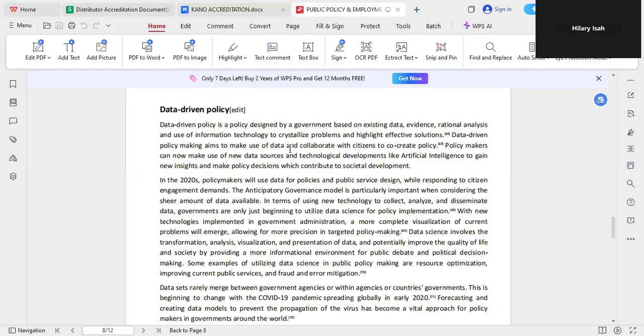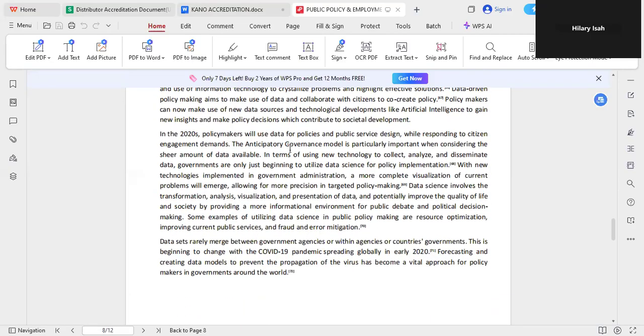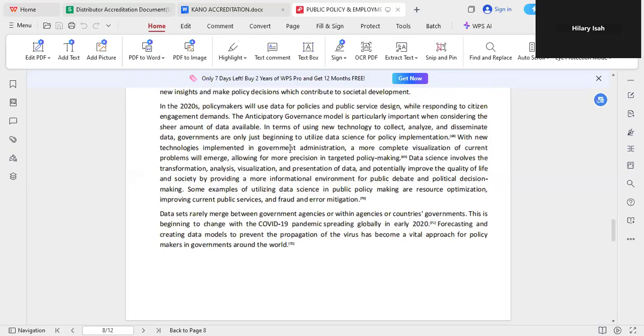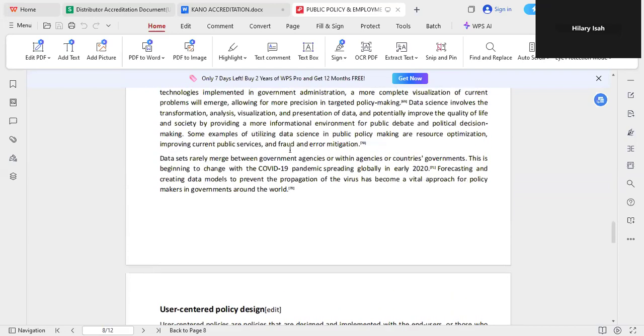Okay, so earlier in the 2020s, policymakers will use data for policies and public service design while responding to citizens' engagement demands. Okay, so data sets really merge between government agencies or with agencies and countries of government. This is beginning to change since, of course, we had the pandemic. Forecasting and creating data models to prevent the propagation of the virus has become a vital approach for policymakers in governments around the world.